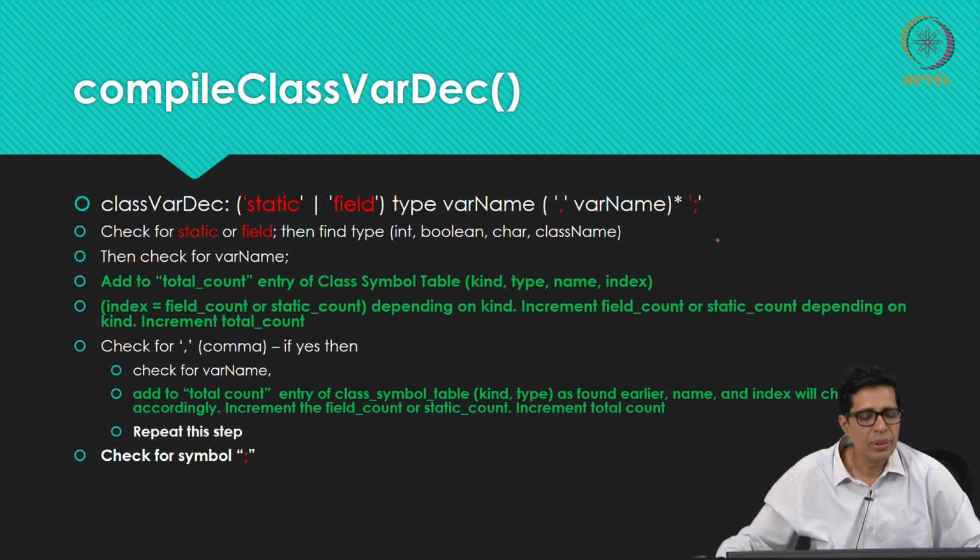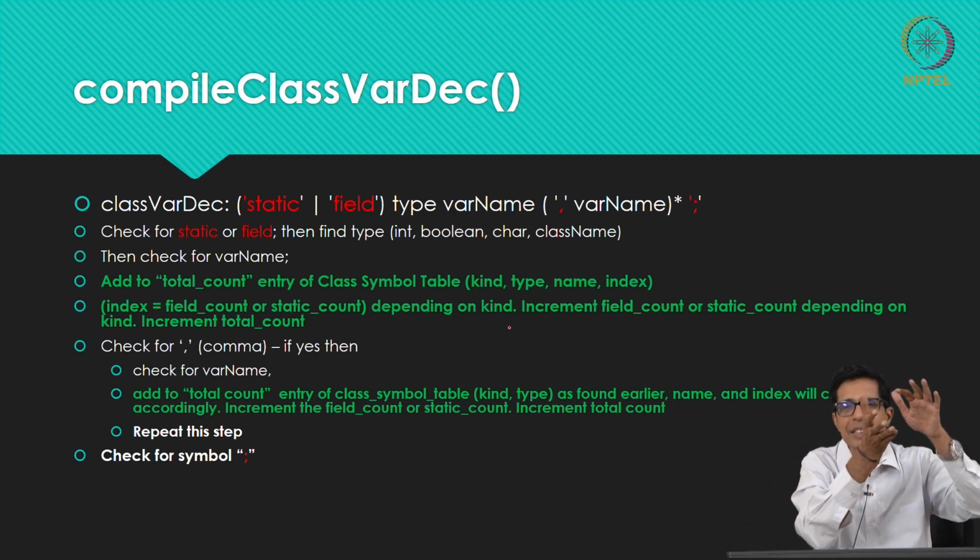So immediately what you do is check for static or field first, then find the type. So it should be int, boolean, char, or class name. Then you find the var name, right? Now add to the total count entry of the class symbol table. So initially total count will be 0. That means add to the 0th entry in the class symbol table.